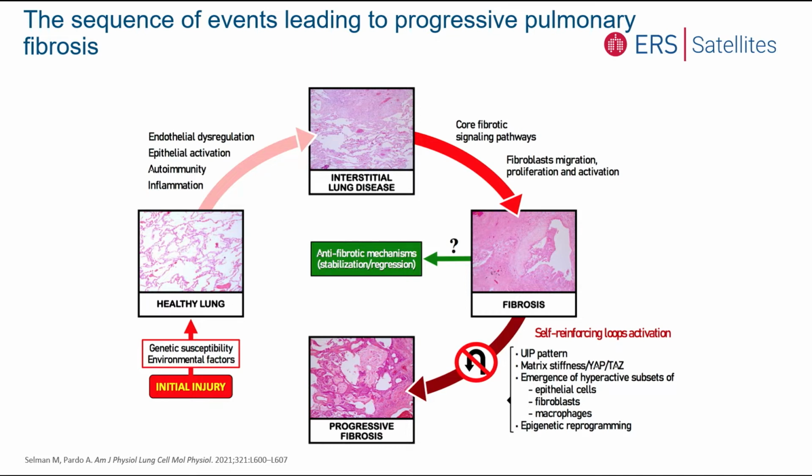ILD, with the expansion then of the fibroblast population, which is leading to fibrosis, unless the disease is stabilized through antifibrotic treatment or through the presence of some more antifibrotic mechanisms. On the other hand, if we don't stop this, we will have the activation of these self-reinforcing loops and the progressive fibrosis.